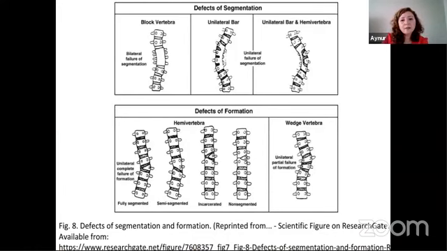Now you can see some congenital deformities: segmentation defects and formation defects. You must find block vertebra, unilateral bar, or hemivertebra. In formation defects, you must find hemivertebra, wedge vertebra, or others to say congenital scoliosis. You must see in the X-ray one of these segmentation or formation defects.